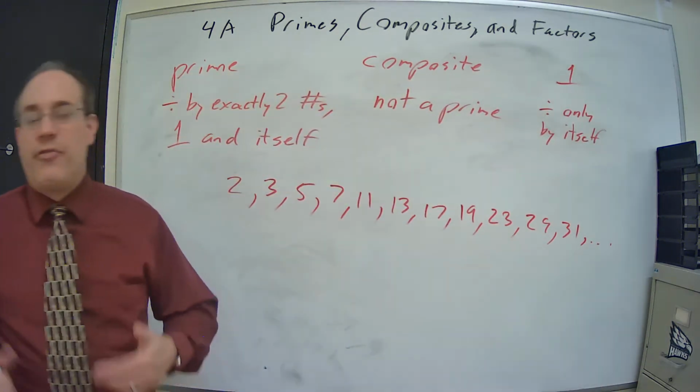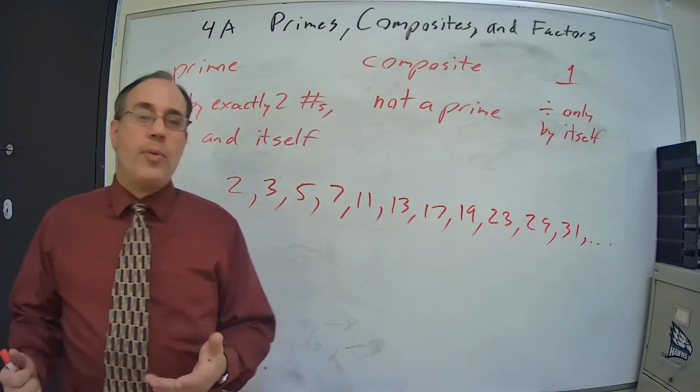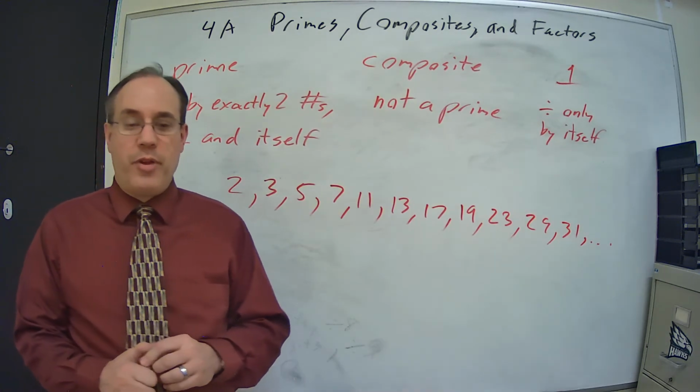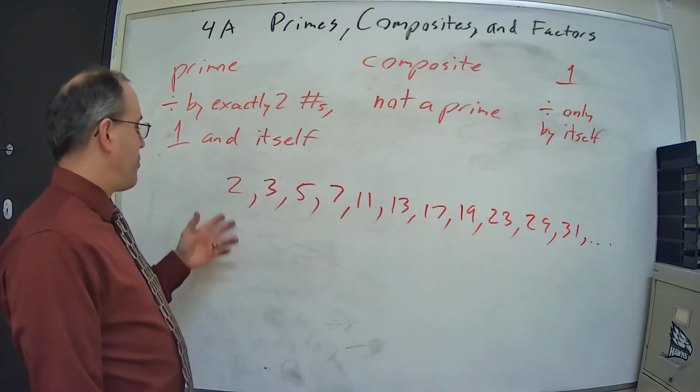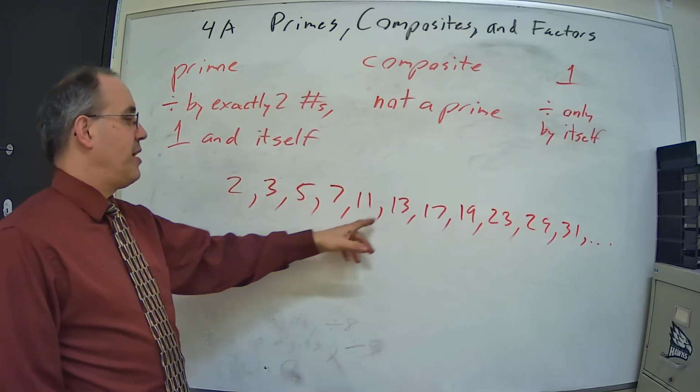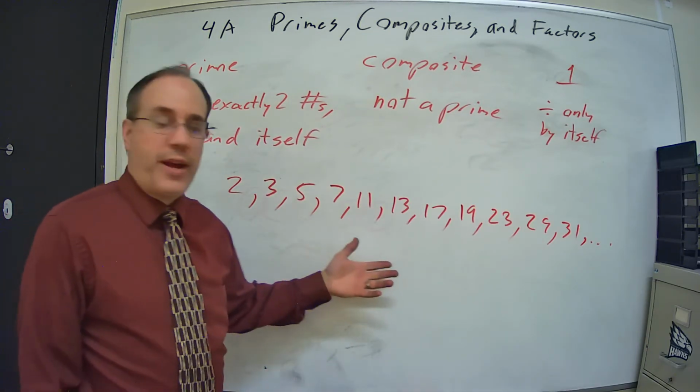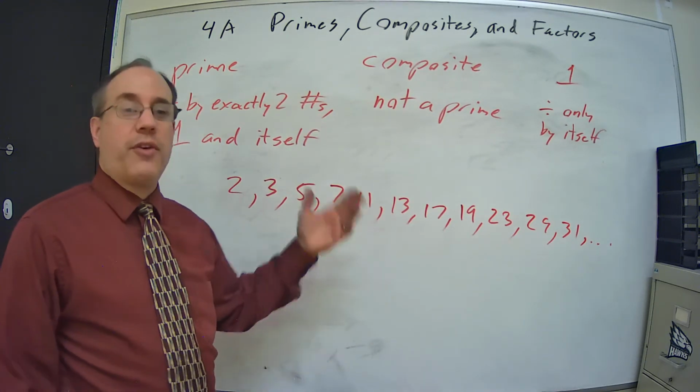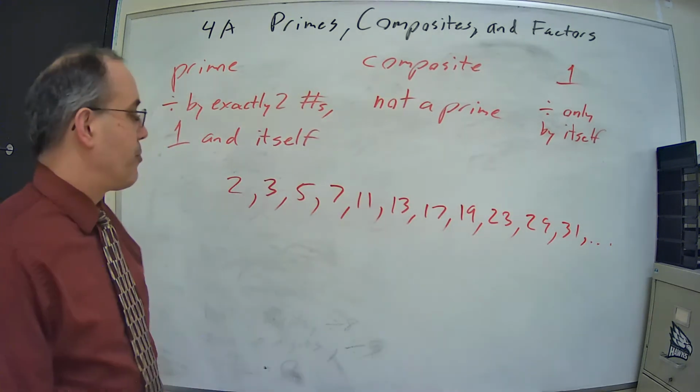So there are an infinite number of prime numbers, so nobody expects you to memorize all the prime numbers. But there are ones that you should recognize, 2, 3, 5, 7, 11, 13. Those you should recognize. You go, well, I can't divide that by anything. Okay, exactly. That's a prime number.